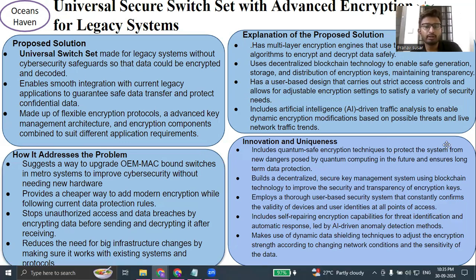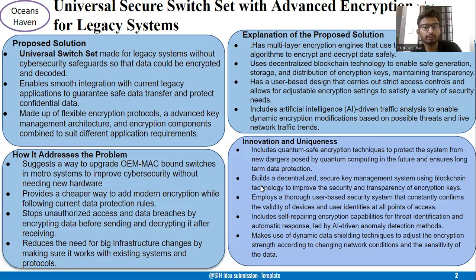We use a decentralized blockchain system to manage encryption keys securely and transparently. This ensures that the keys are protected from tampering or unauthorized access. The third one is AI-driven anomaly detection. The system has self-healing encryption capabilities, which means it can detect potential threats in real time and automatically respond using AI-driven anomaly detection. The fourth one is dynamic encryption.